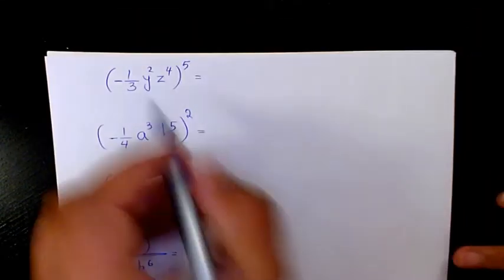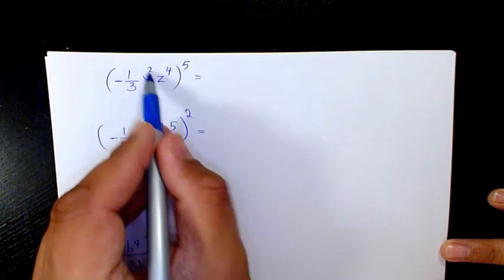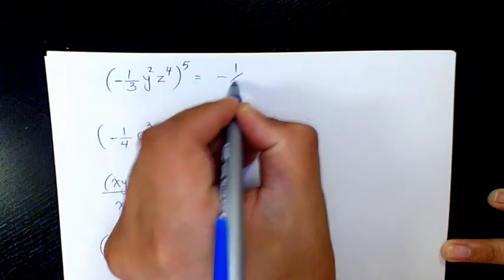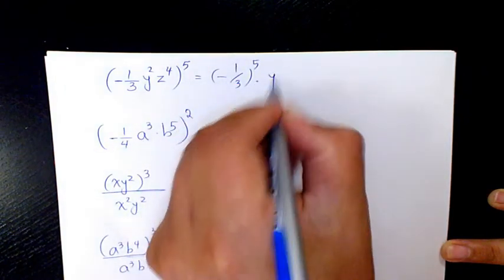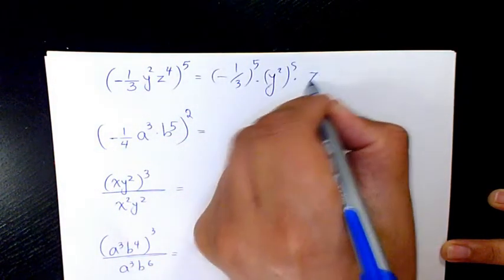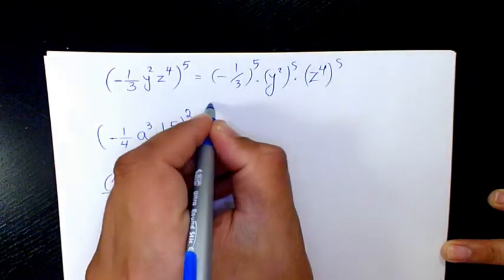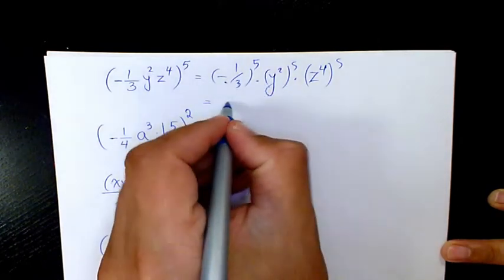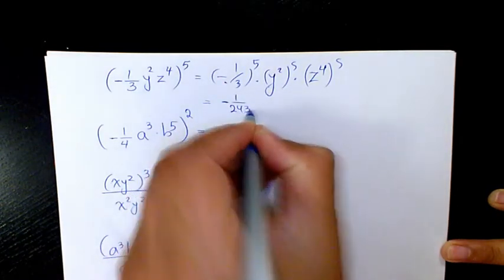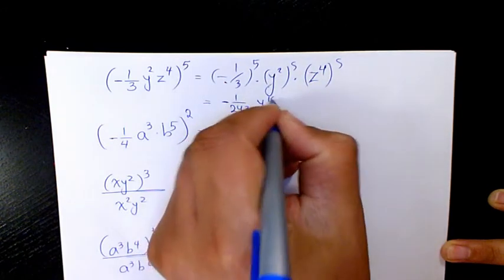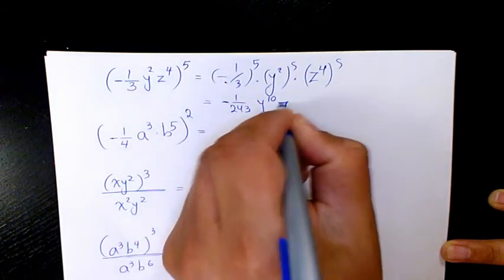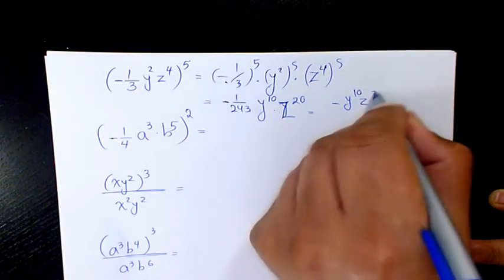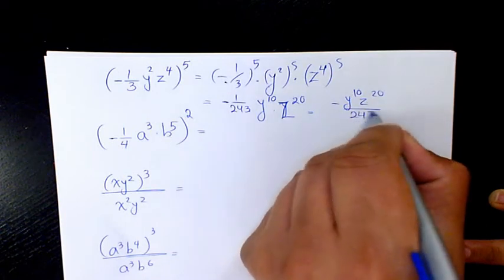Next example. Negative 1 over 3, y squared z to the power of 4 to the power of 5. So it's going to be negative 1 over 3 to the power of 5, y squared to the power of 5, z to the power of 4 to the power of 5. So, negative 1 over 3 to the power of 5 is going to be negative 1 over 243. Y to the power of 2 to the power of 5 is going to be y to the power of 10. Here, z to the power of 20. So it's negative y to the power of 10, z to the power of 20, divided by 243.